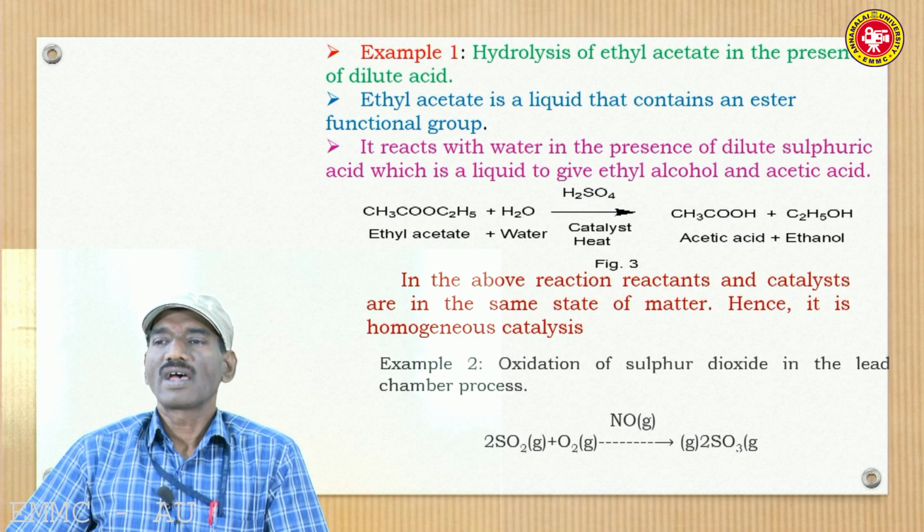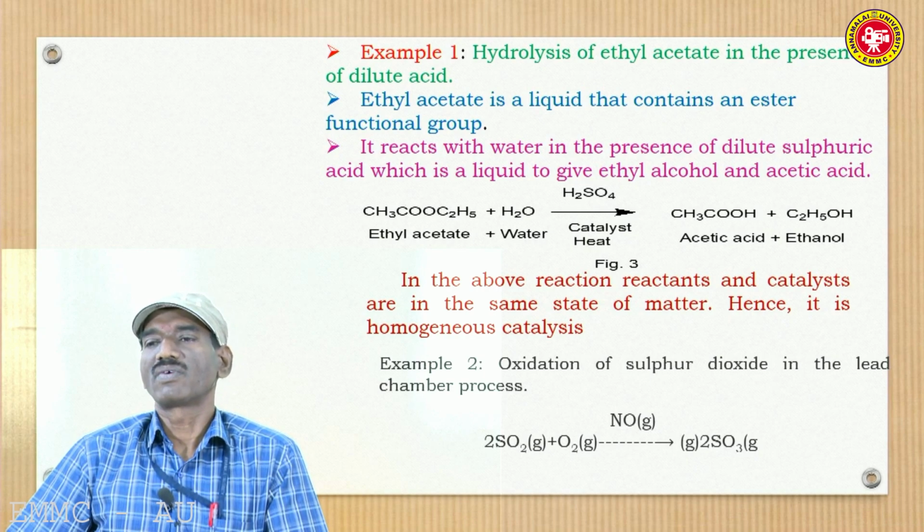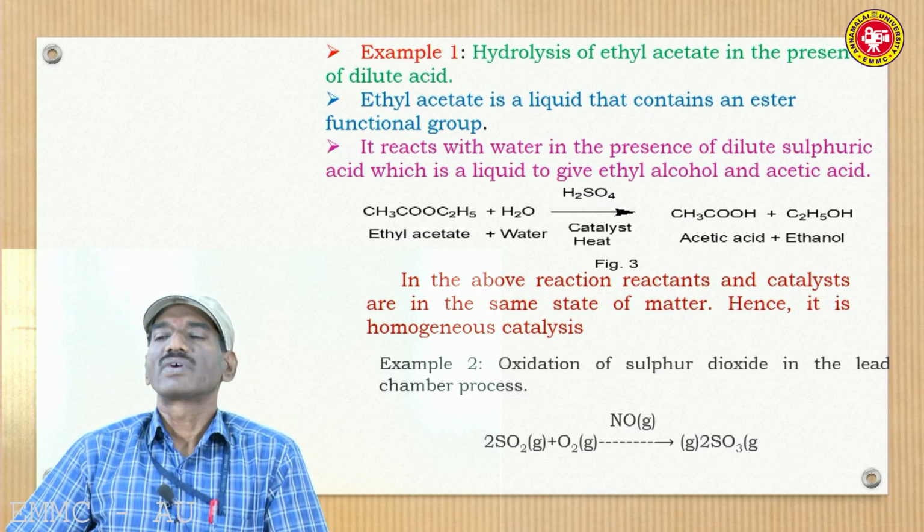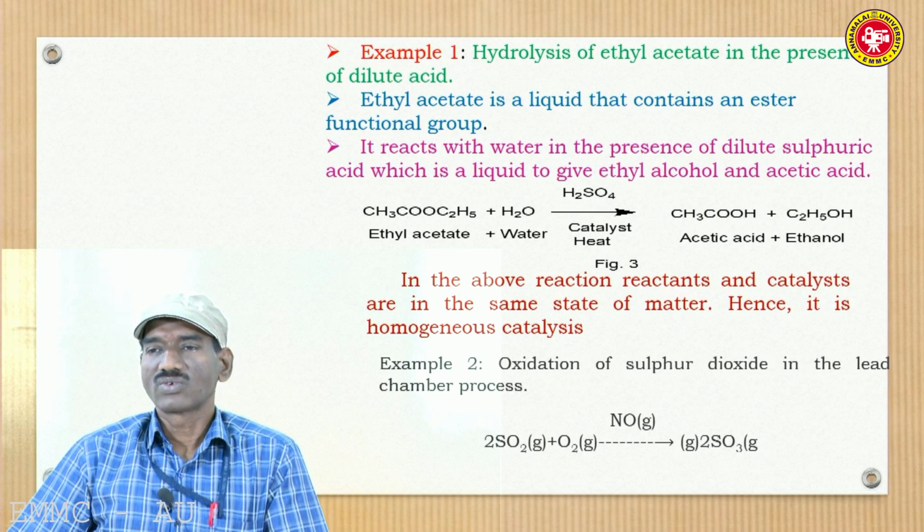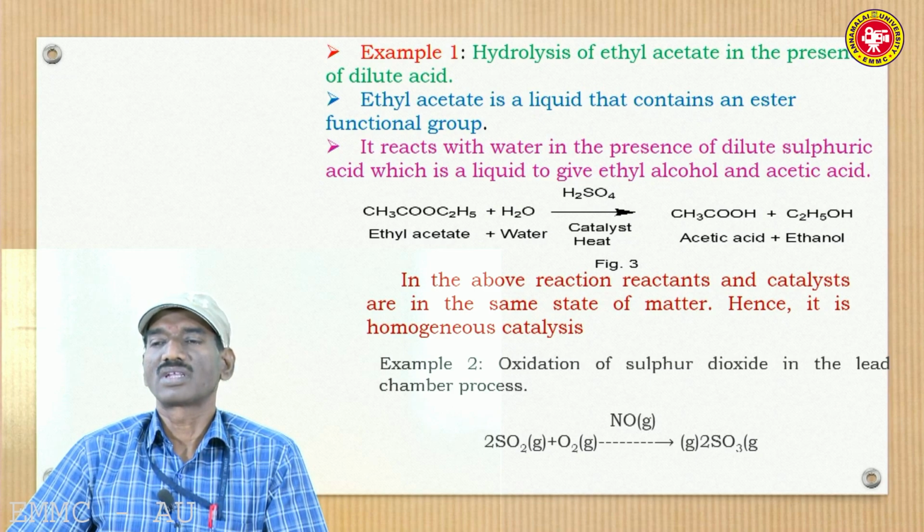Example 2, oxidation of sulfur dioxide in the lead chamber process. So, 2 moles of sulfur dioxide react with 1 mole of oxygen in the presence of NO to give rise to sulfur trioxide. In all the cases, sulfur dioxide is in gaseous state, oxygen gaseous, NO gaseous, and our product sulfur trioxide is also gaseous. In all the cases we are getting the same state. So, this is also one kind of homogeneous catalysis reaction.